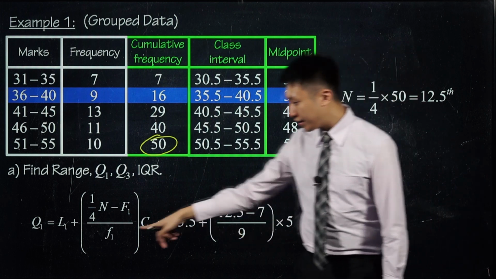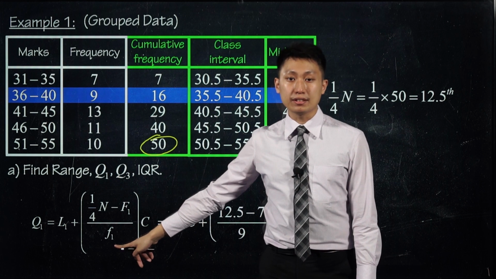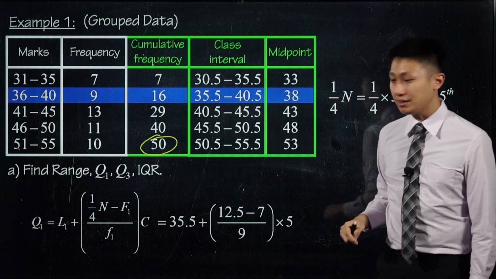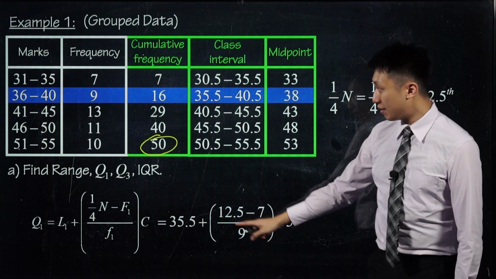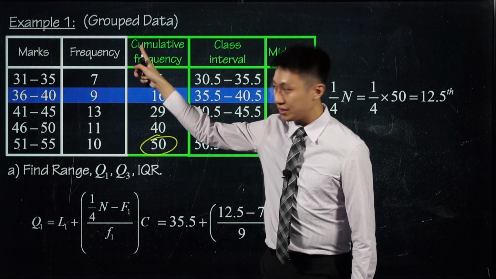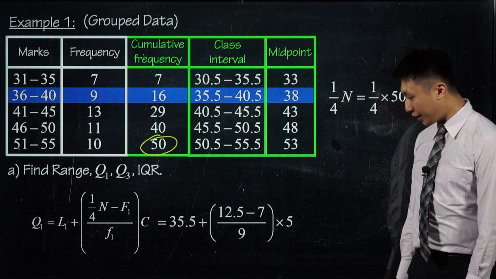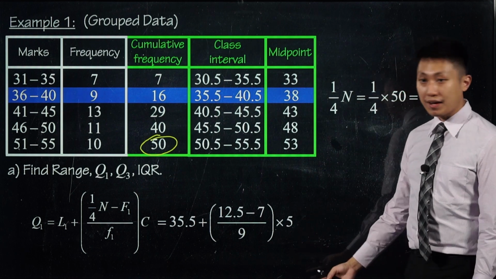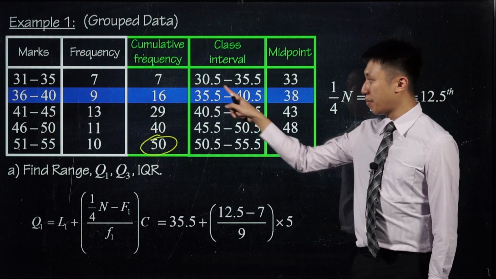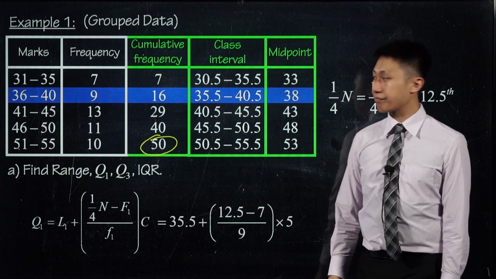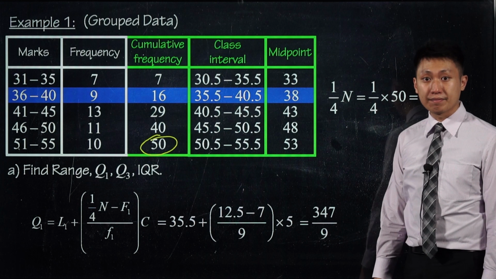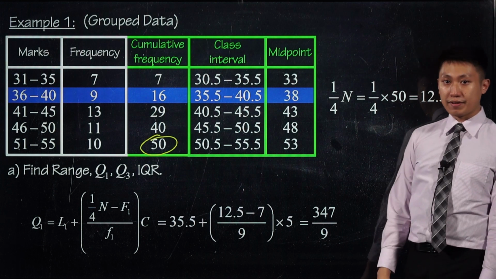Then lowercase f means frequency. Frequency of what? Of this class. What's the frequency of this class? It's 9. Not cumulative frequency, but frequency. Then multiply by 5. What's 5? 5 means this one, upper class boundary minus lower class boundary. So that's 5. You get this, and your answer will be 347 divided by 9. Not very difficult, right?